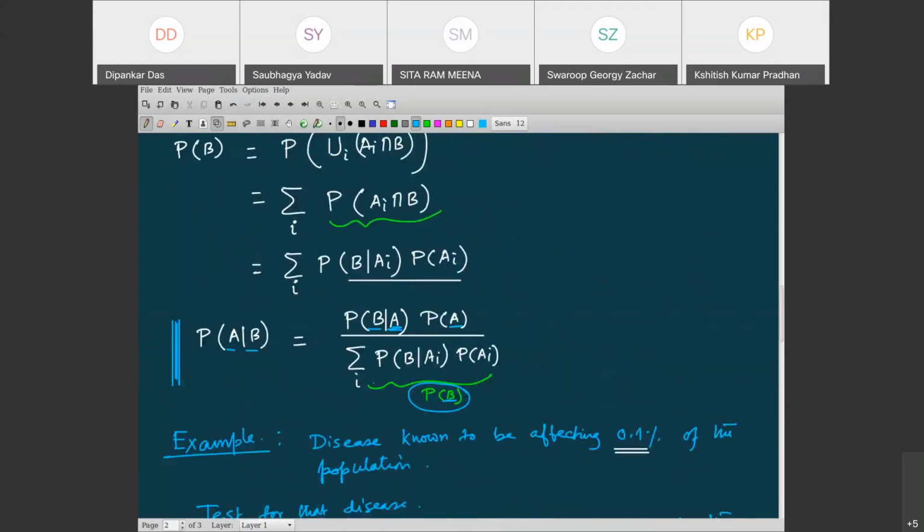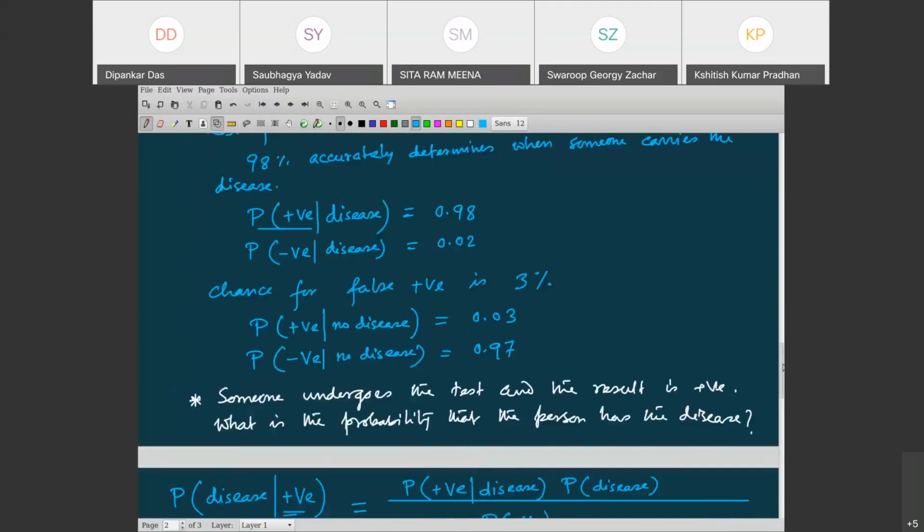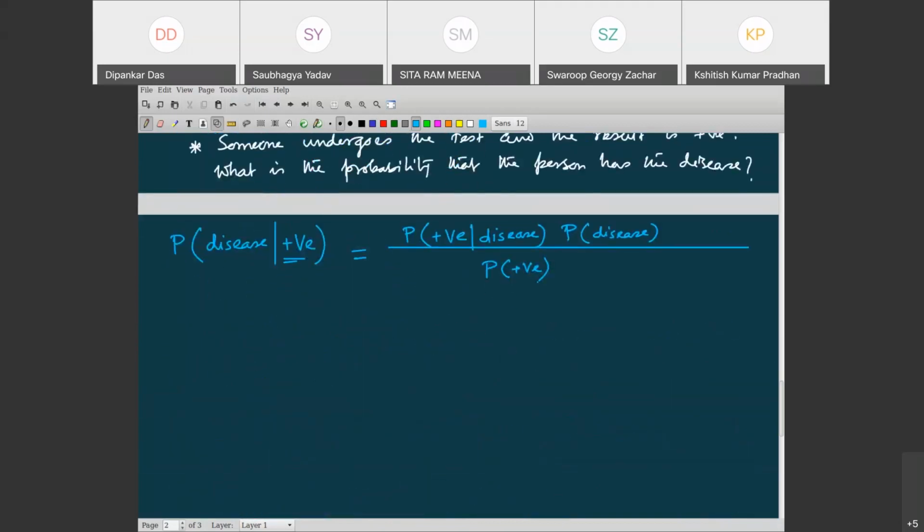That's where this formula comes into play. So this is P of B, and the total set is subdivided into convenient subsets. So how can you test positive? You can test positive if you have the disease for sure, and you can also test positive even if you don't have the disease. So there can be true positive plus false positive. There are both chances. So this probability of testing positive is broken down into two parts.